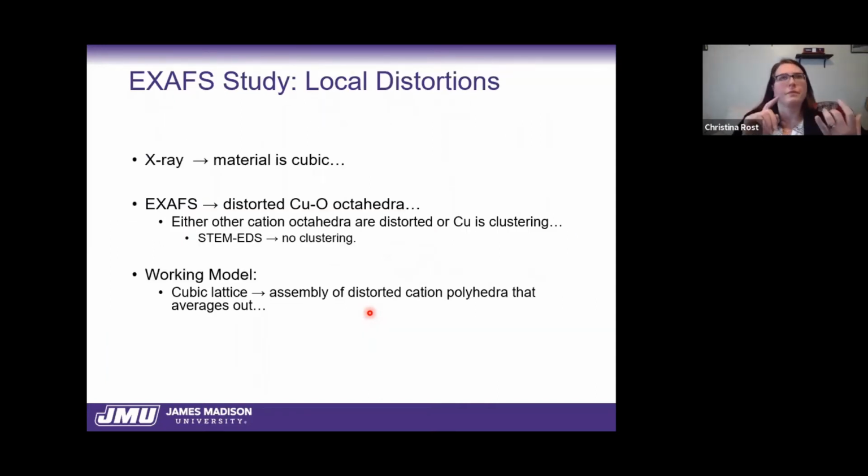Well, we see this. It kind of indicates one of two things is going on. Either other cation octahedra are in fact distorted, which is not unusual, or the copper is somehow clustering. But within the view of our STEM EDS, we didn't see any clustering. So we came up with a working model that said we have a cubic lattice, and we basically have this assembly of distorted cation polyhedra that ultimately averages out into this beautiful cubic structure. So we're playing Tetris with octahedra.